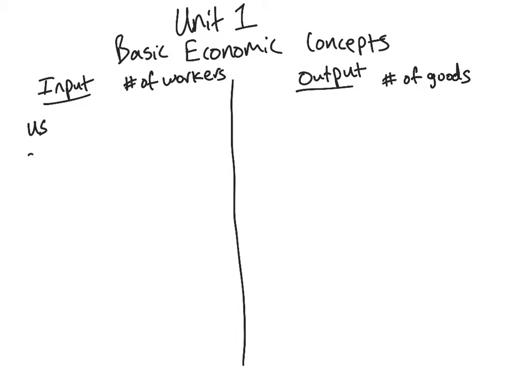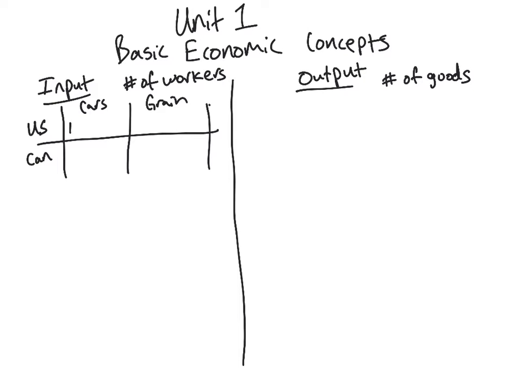So we'll say we have the U.S. and we have Canada, and these two countries can produce two goods. These two goods we'll call cars, and we'll call just grain, right? Something like that. So if we look at it in terms of inputs, we could say, okay, it takes this many workers to produce, let's say, 1 unit of this good. So let's say cars. How many workers does it take to produce a car? For the United States, let's say that it takes 10 workers to produce a car. And for Canada, it takes 20 workers to produce a car.